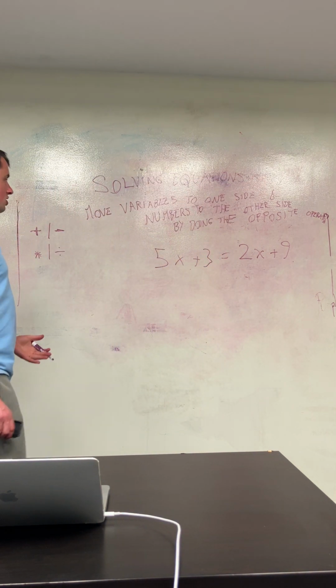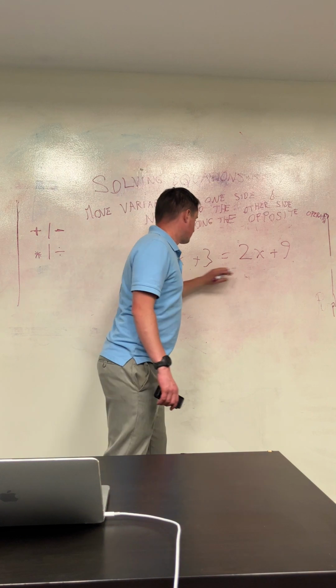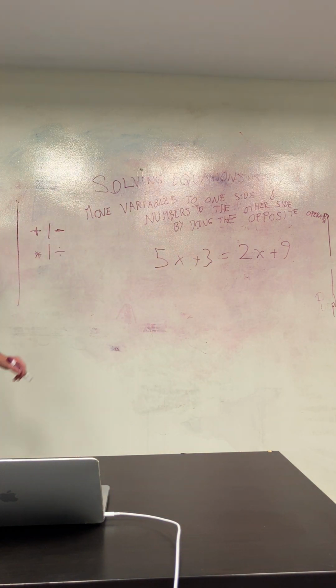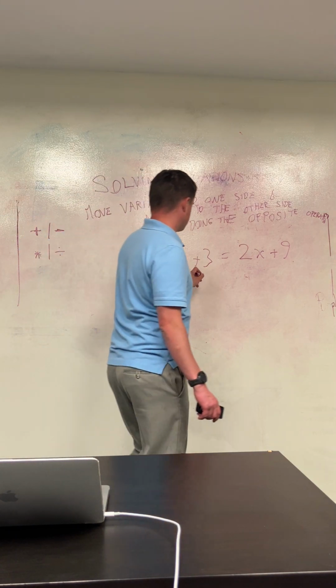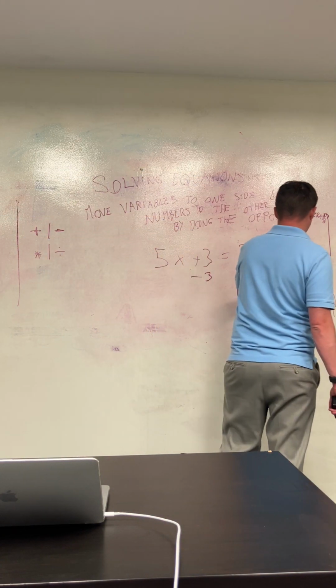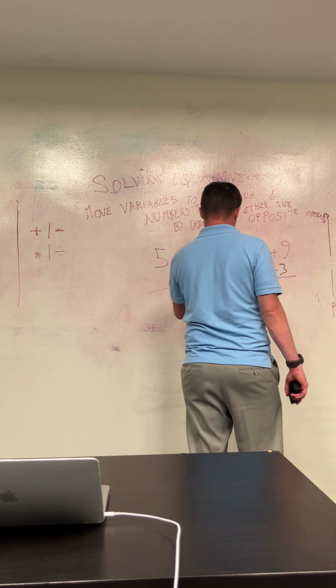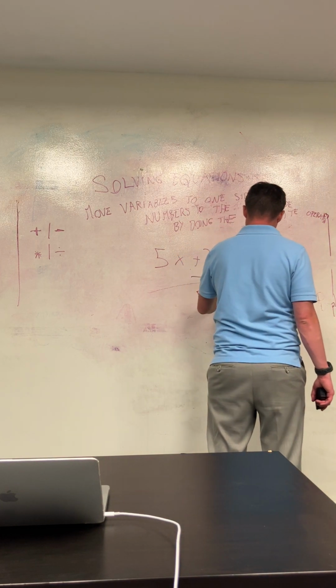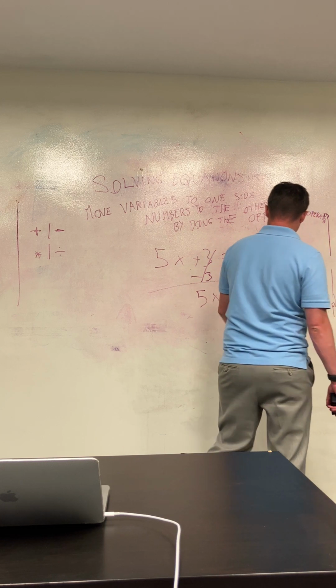So here, we need to move our x's over to one side and our numbers over to one side. I'm going to show you how I do this. I'm going to move the numbers first. It doesn't really matter which one you move first, but I'm going to move the numbers first. 9 minus 3 is 6. So now I have 5x equals 2x plus 6.